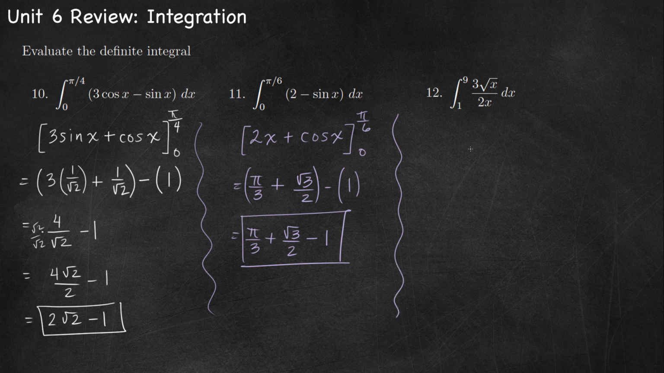Number 12, we want to integrate 3 root x over 2x on the interval from 1 to 9. So there's no quotient rule for integration. We're going to have to simplify this before we proceed. The 3 over 2 is being multiplied by root x over x, and that constant multiple can come out. So I'll bring the 3 over 2 outside of my integral. And now I'm just integrating square root of x over x dx, and we can simplify that. Square root of x over x is the same as 1 over square root of x.